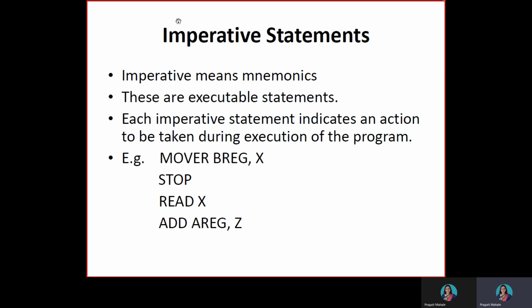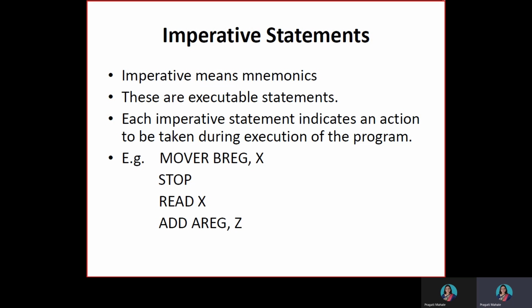Now moving on to understanding what an imperative statement is. An imperative statement indicates an action to be taken during the execution of the program, right? Like in a C program, we write executable statements of code inside a function or a class. Similarly, imperative statements are the executable statements. So an imperative statement indicates the action to be performed during the execution of the assembly program.